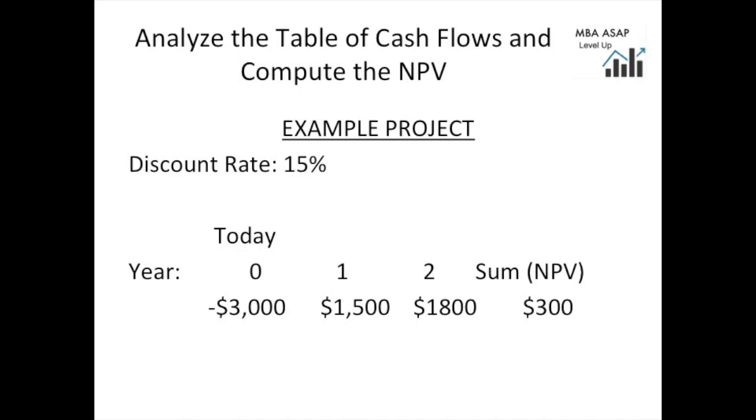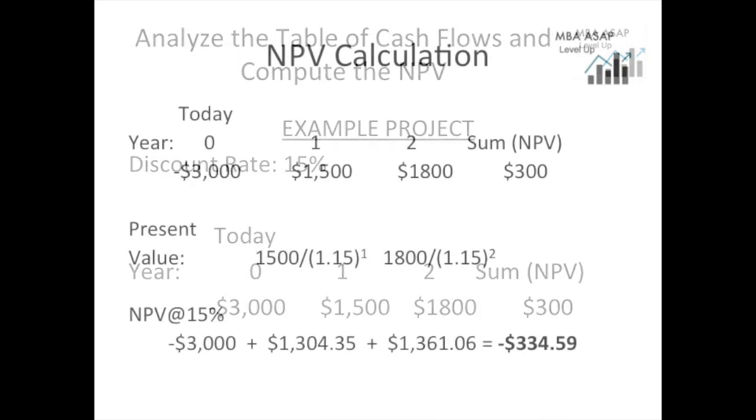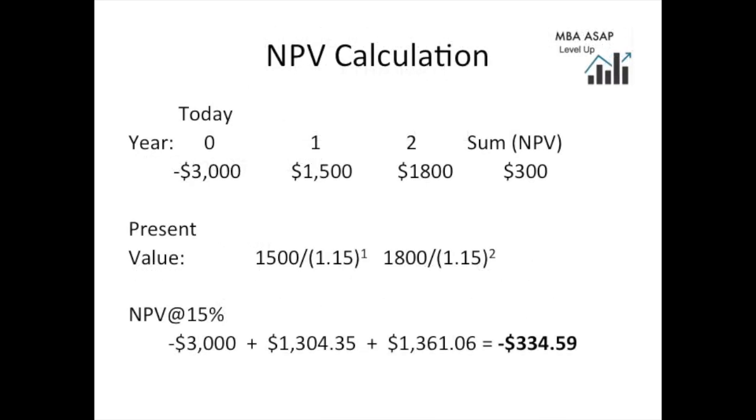That's the sum of all cash flows, but that's without any discounting. We haven't accounted for the fact that we have to wait a year to get the $1,500 and wait 2 years to get the $1,800. So it doesn't take account of the time value of money. Remember, to use money, you have to pay. There's a cost of capital. So what do we have to pay? Well, in this case, we assume we have to pay 15% as the discount rate. That is the cost of capital in this example.